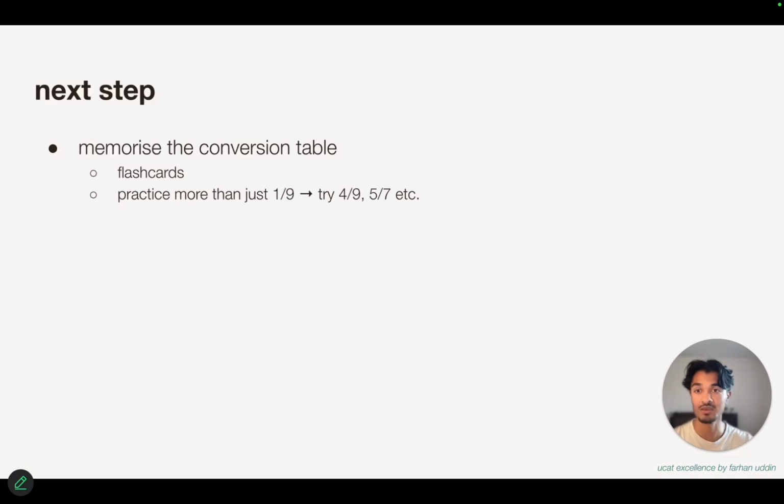So here's your next step. Memorize the conversion table. If you like, set up a flashcard application like Anki or Remnote or whatever it is and memorize the fractions that way. And practice more than just 1/9, right? You can try 4/9 or 5/7 just so you can get ultra quick at knowing the common fractions.